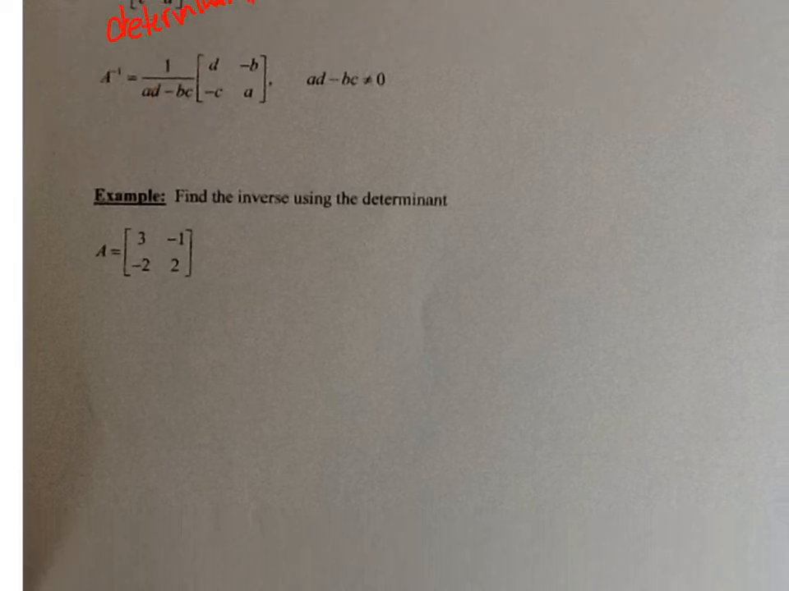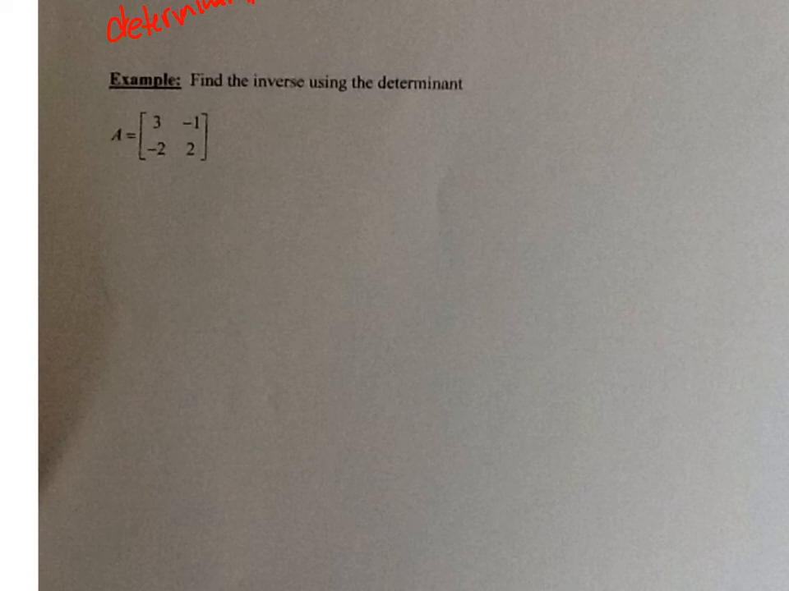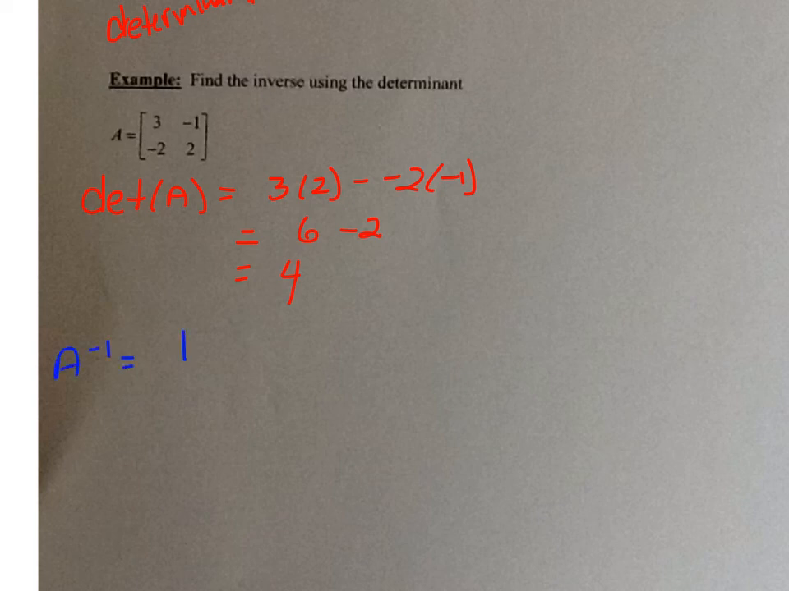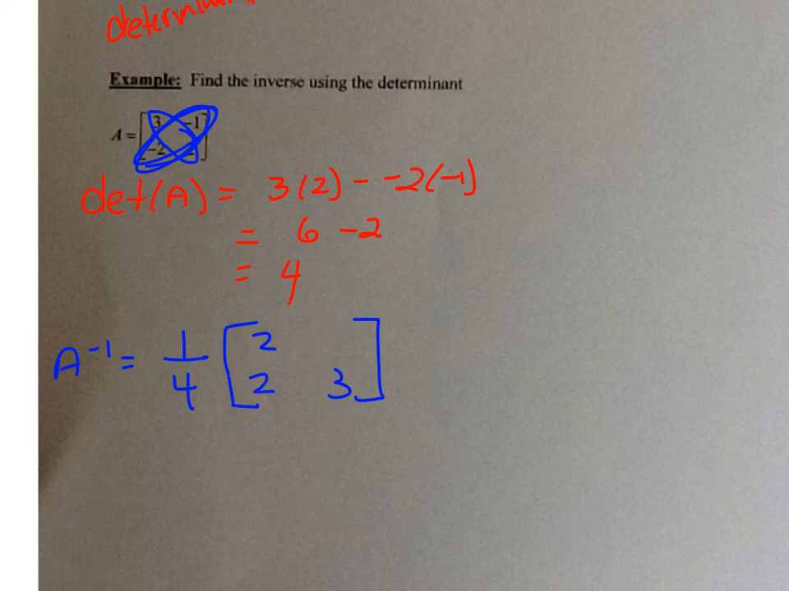All right, so it says, for the example, find the inverse using the determinant. First let's find the determinant of A. So that's 3 times 2 minus negative 2 times negative 1. So that's 6 minus 2, which is 4. That's the determinant. So now to find the inverse, it's going to be 1 over your determinant times your matrix, but you have to switch. So these two are going to switch, so it'll be 2 and 3, like this. And then these two values become their opposite, so it'll be 2 and 1.